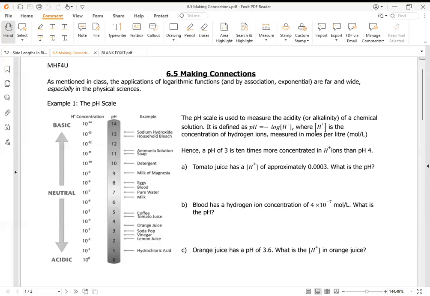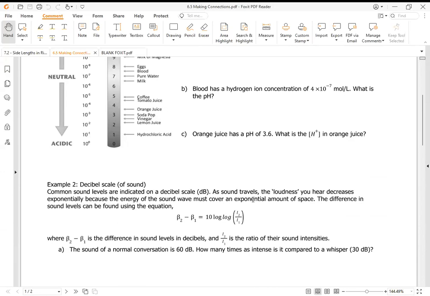Okay, so the applications of log functions, and by association exponential functions, are going to be found in a lot of the physical sciences. Today I am going to introduce to you a variety of different formulas.